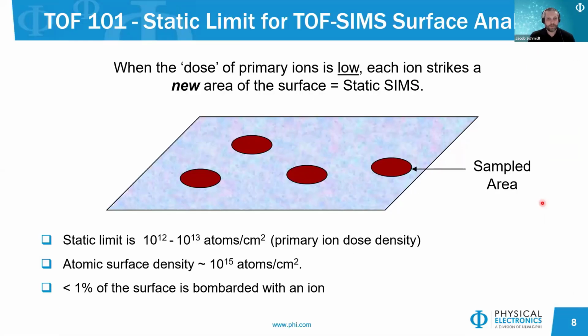In TOF 101, we also learned about the static limit. TOF-SIMS is inherently a damaging analysis method. Every time a primary ion particle impacts the sample surface, material will be removed from that surface for analysis. In order to avoid oversampling a surface, we need to stay below what is called the static limit. The static limit is an ion current of about 10^12, 10^13 atoms per square centimeter. Compared to a typical atomic surface density of 10^15 atoms per square centimeter, this means that if we are below the static limit, we will be sampling less than 1% of the sample surface.